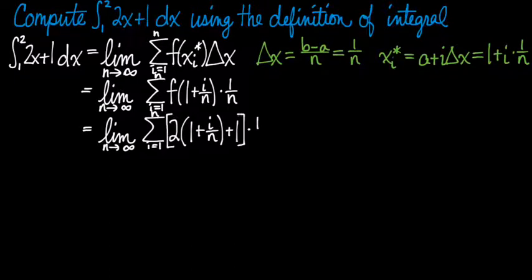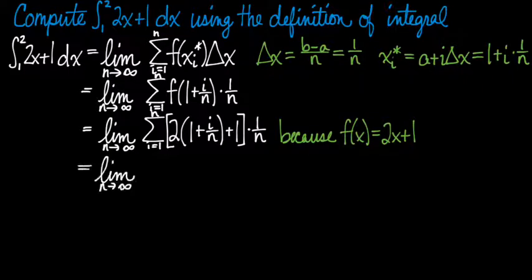Next, I'm going to look at what the formula for f is, and I'm going to use that. F of x is equal to 2x plus 1. And so when I plug 1 plus i over n into that formula, I get 2 times 1 plus i over n plus 1. Now I need to simplify that expression. I'm going to distribute the 2, add 1, and multiply both of those pieces by 1 over n, and what I get is 3 over n plus 2i over n squared.